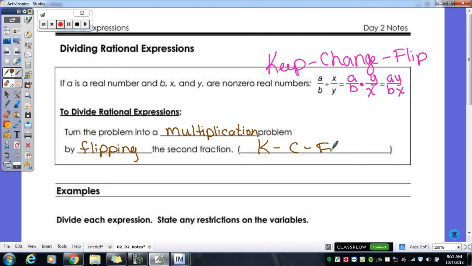So if you see me start writing KCF, that stands for your keep, change, flip. And then writing it that way is what always makes me think of the KFC.